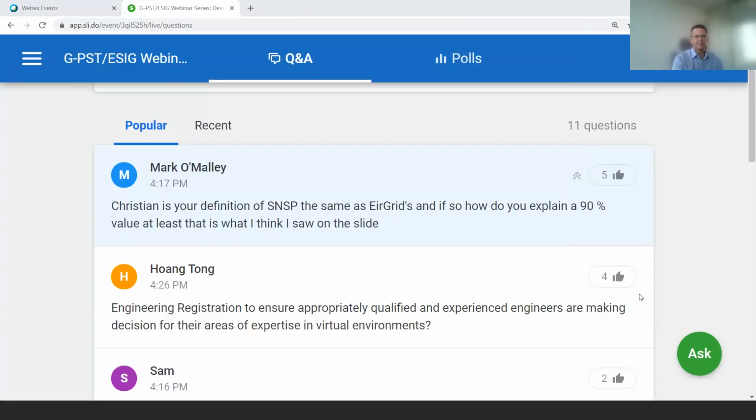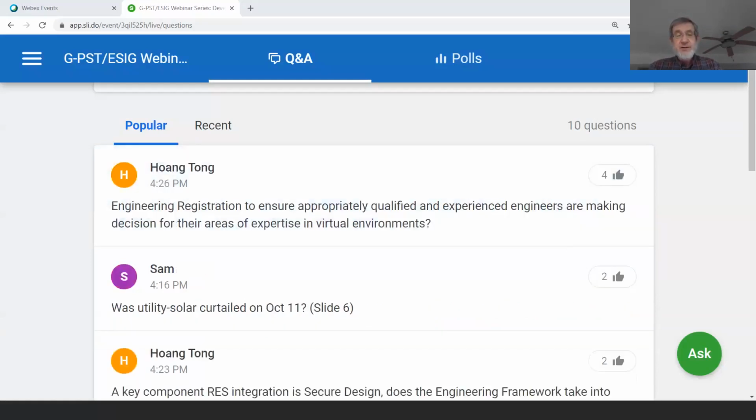A couple of related questions here from Wong Tong on engineering registration. First, a comment that engineering registration to ensure appropriately qualified and experienced engineers are making decisions for their areas of expertise in virtual environments is important, or are there such qualifications? And then a related one: a key component of RES integration is secure design, and does the engineering framework take into consideration this requirement, for example, engineering registration? So I guess it's a question about engineering registration and how that factors into your way of working there in the engineering department.